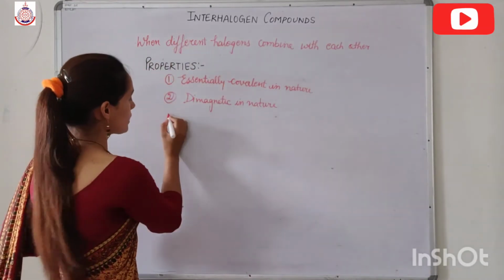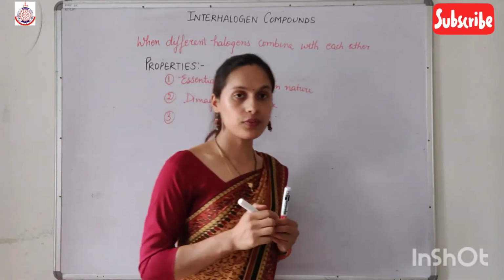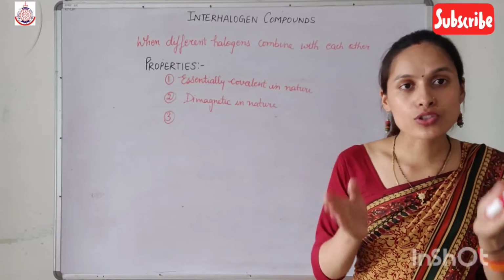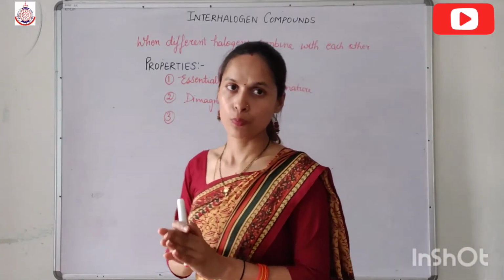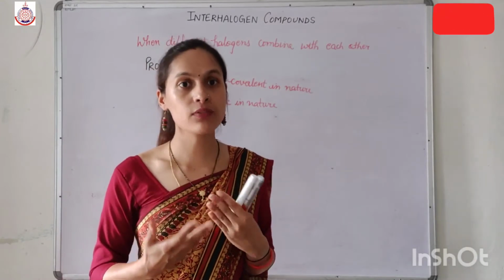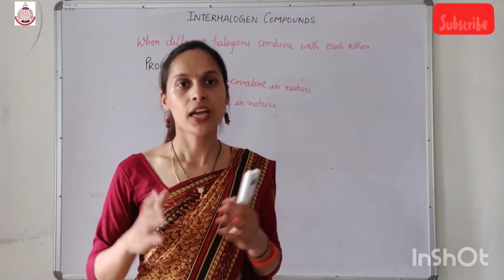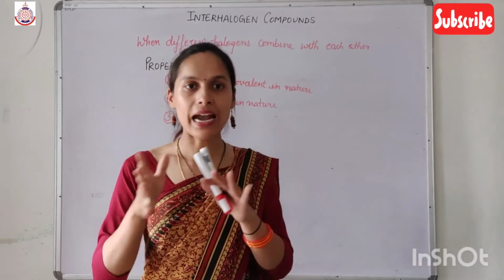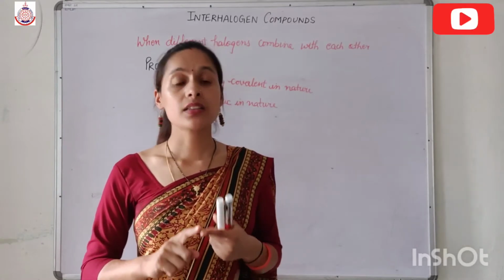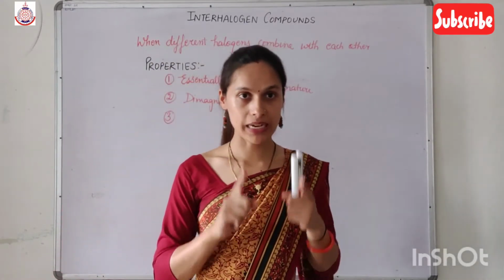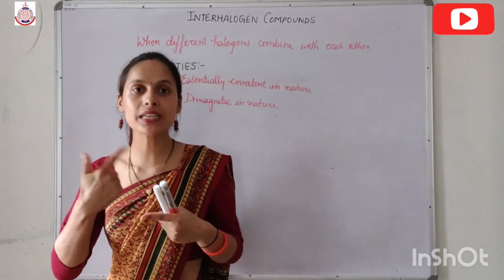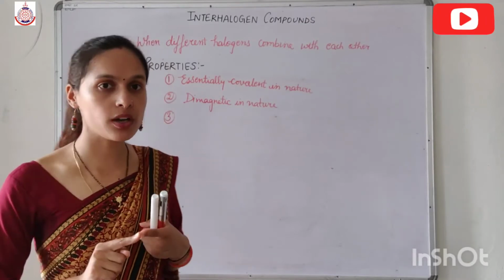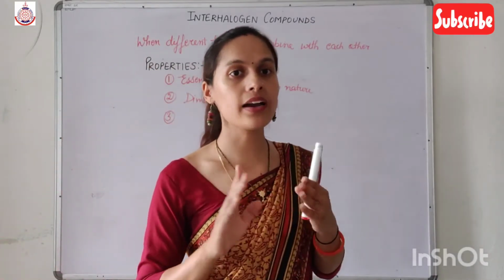Next, the different physical properties. The physical properties of an interhalogen compound lie in between those of its constituents. For example, if I have chlorine fluoride, ClF, then its physical properties exist between the properties of chlorine and the properties of fluorine. But the melting point and the boiling point are a little bit higher than those of the halogens. The reason behind this is that the halogens are non-polar.